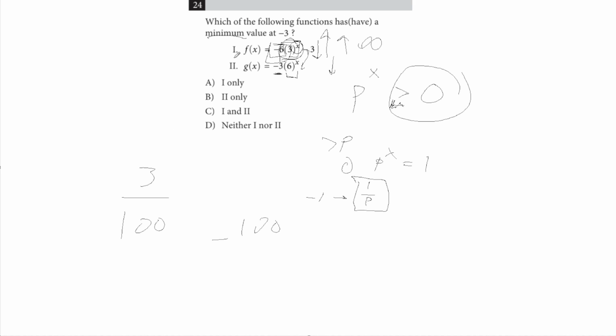So for that reason, there are no minimum values, because as x approaches infinity, the value of y, or f of x and g of x, I suppose, gets smaller and smaller, but it never converges to an absolute minimum. Therefore, our answer will be D, neither 1 nor 2.